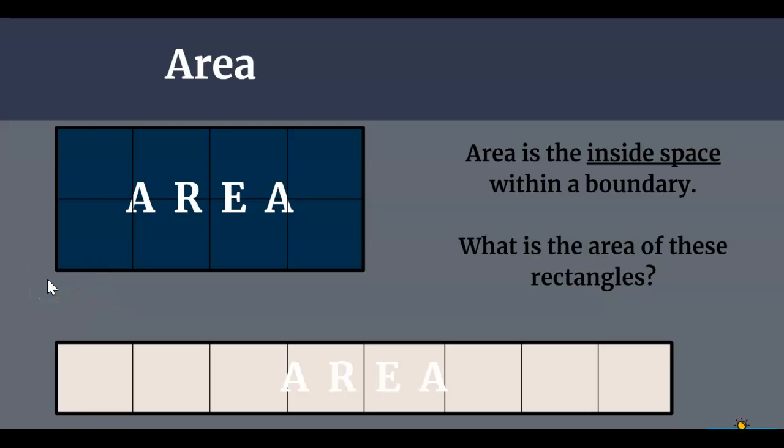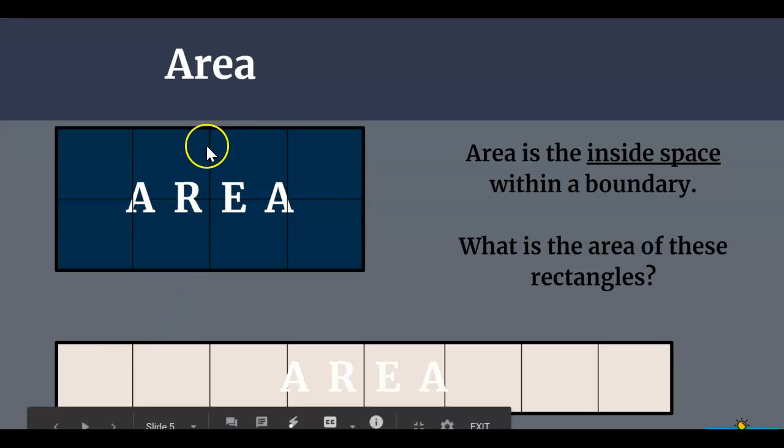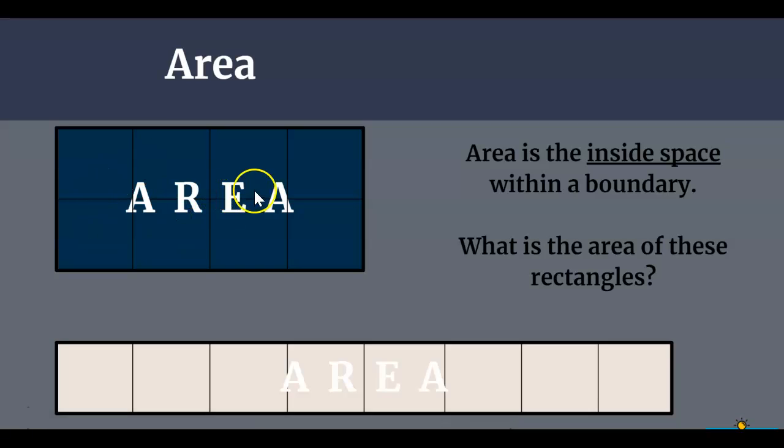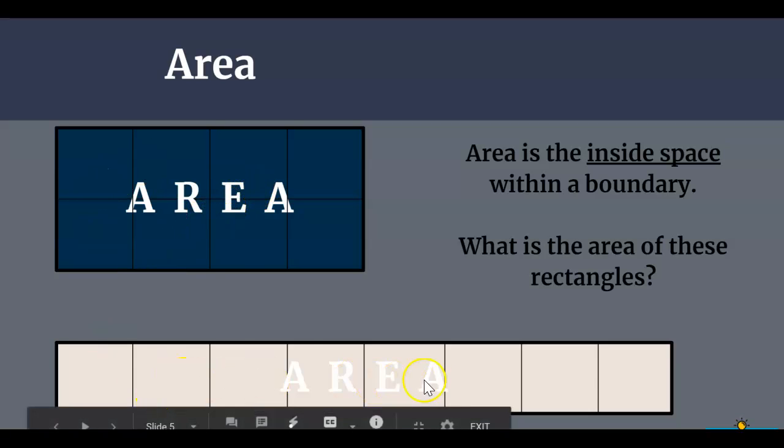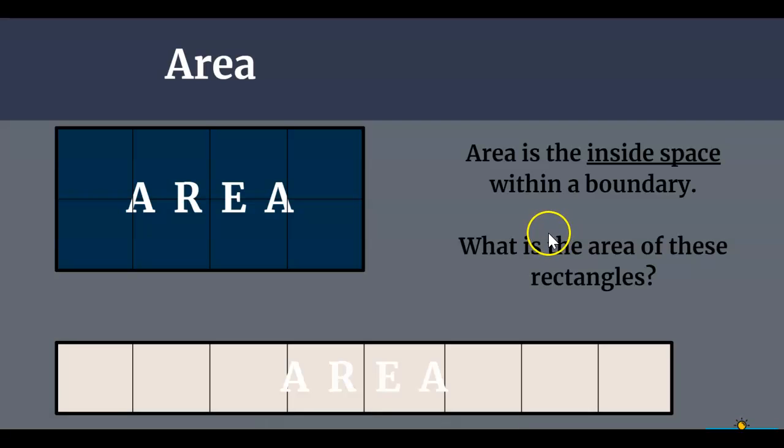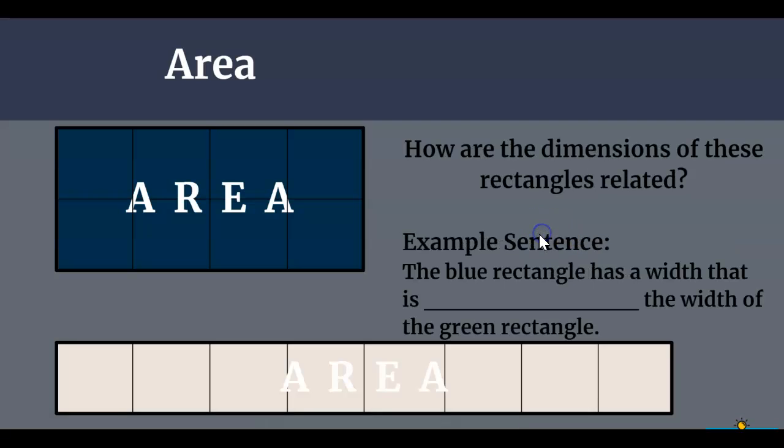The next few slides are going to be just review from yesterday to remind you what area is. Area is the inside space. Remember, the inside space of any rectangle. So you count all these up on the inside, you get the area. Same thing with this one down here. You can count them all up. You will be able to get the area.